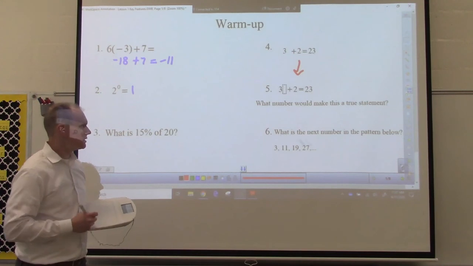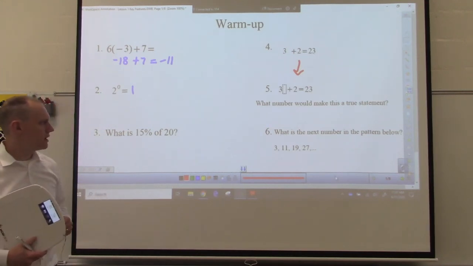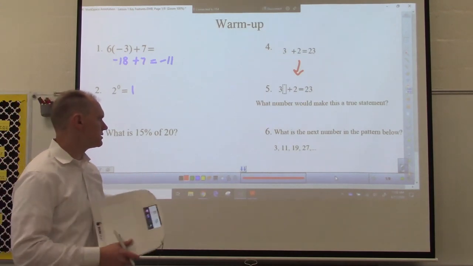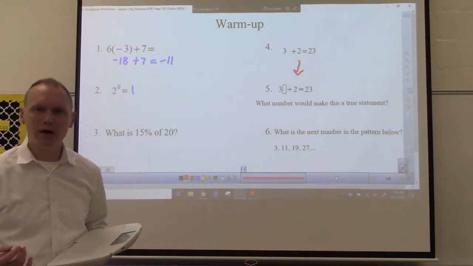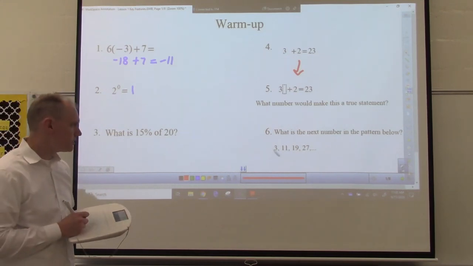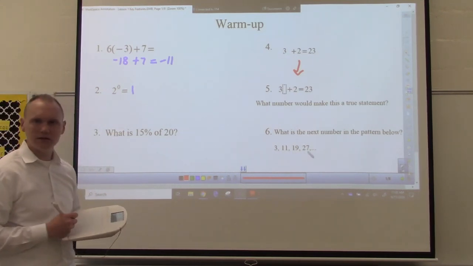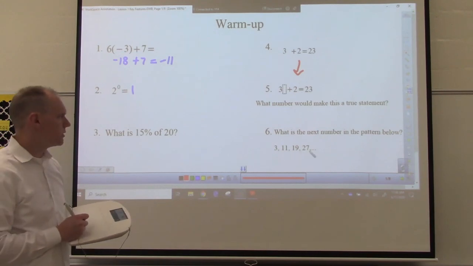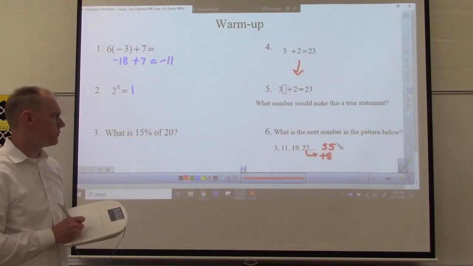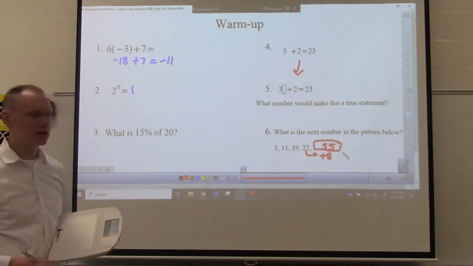And then lastly, number 6 here, what is the next number in the pattern below? We have 3, 11, 19, and 27. So if you think about it, if you kind of reason through, again, number sense, it looks like we're adding 8 each time here. So if you go on to the next term, you would add 8 to 27, and you would get a next value of 35. So 35 would be the next term.